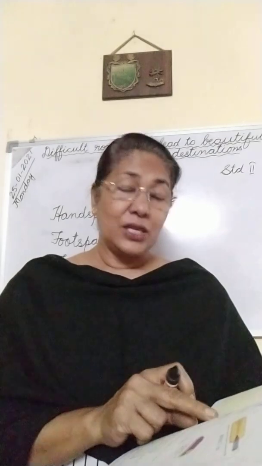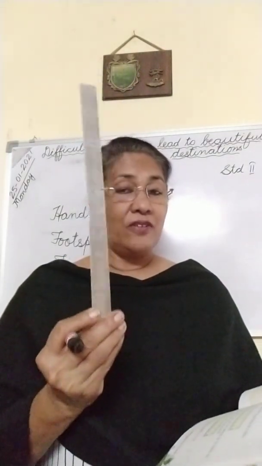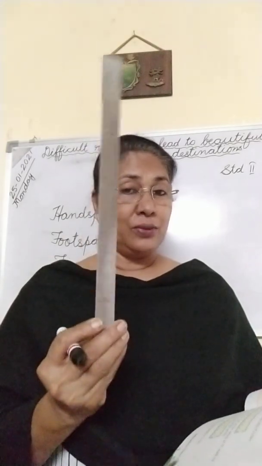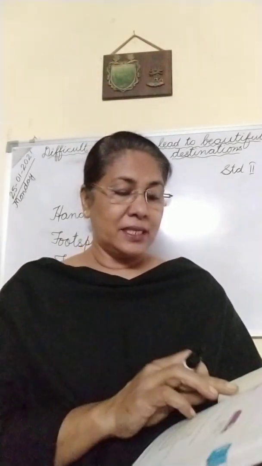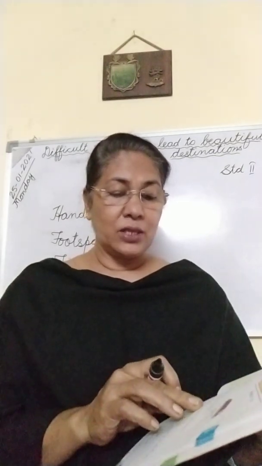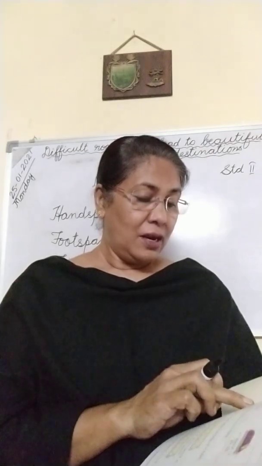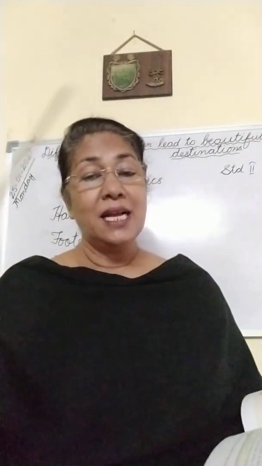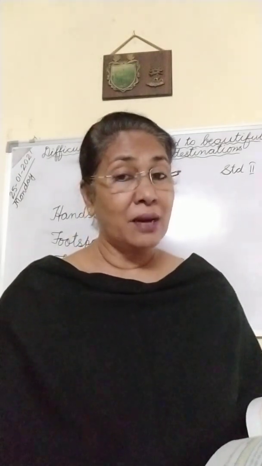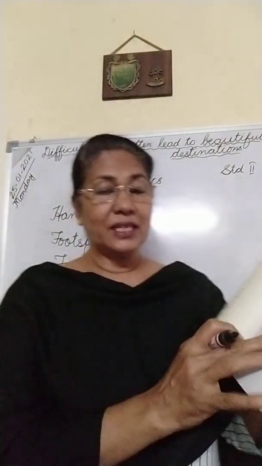Now measuring length using a ruler. This is called the ruler. Everybody says scale, but the proper usage is ruler. What is this? Ruler. Yes. We can measure the length of many small things with the help of a ruler. A ruler is marked in centimeters. See, it's given here.